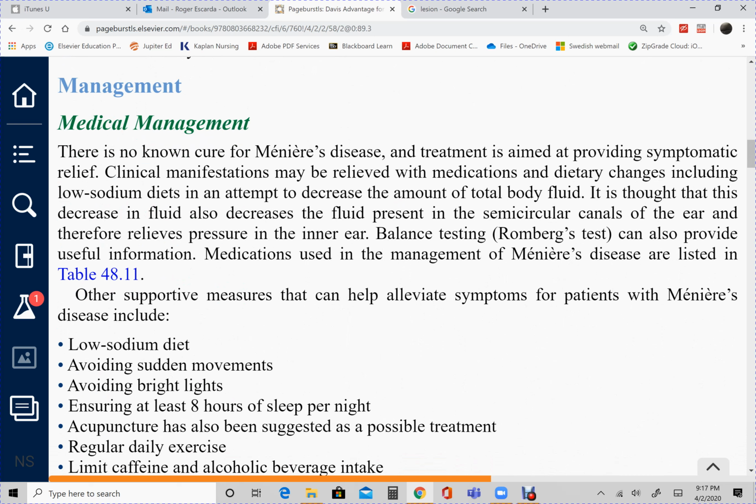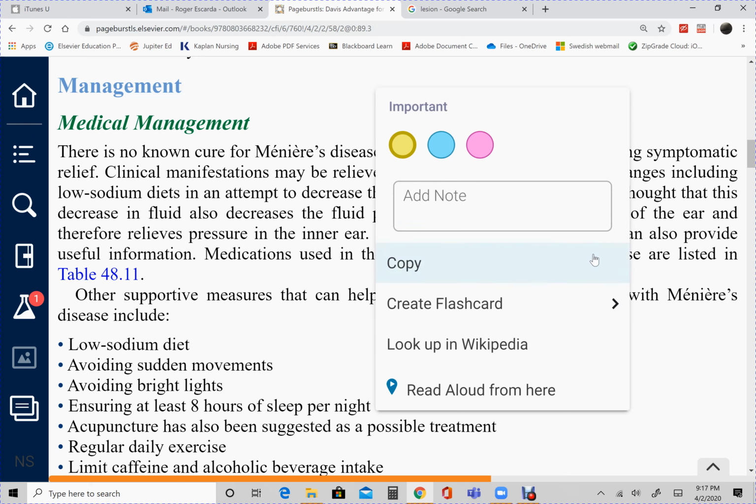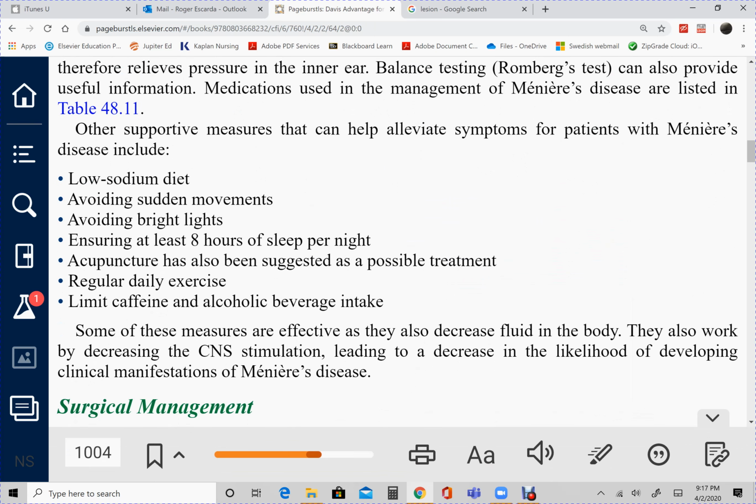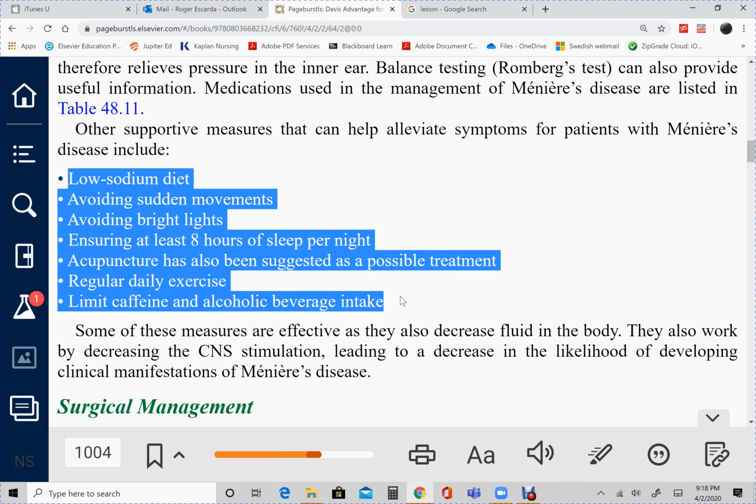Diagnosis is made by several. One is balance testing, and of course based on the patient's clinical symptoms. Their report about how often these things happen, and if they have the three hallmark signs, then we make a clinical diagnosis of Meniere's. Again, some of these were already mentioned under Vertigo, so the management is similar.